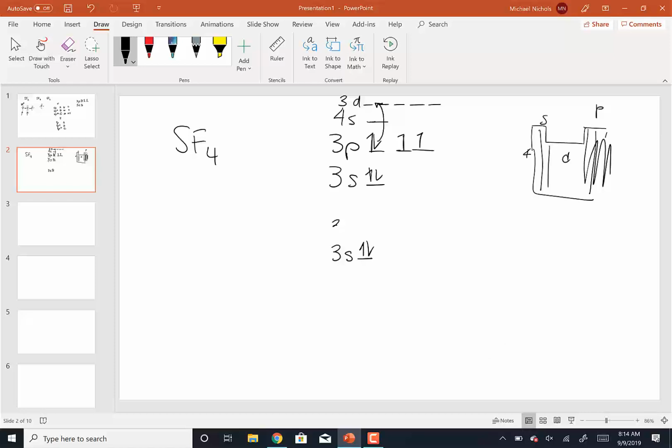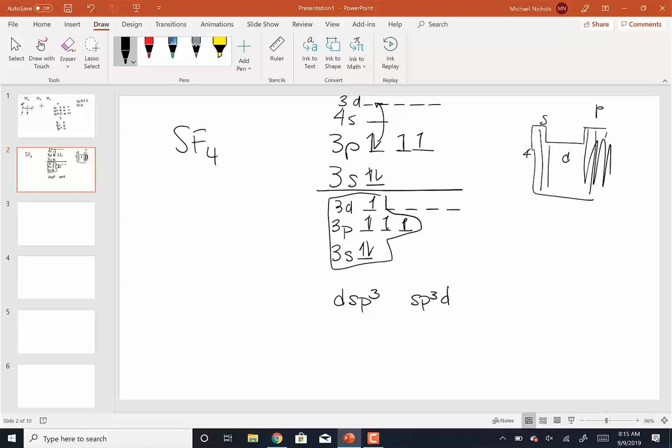So now, in my excited state configuration, I now have a pair in the 3s. I've got 3 unpaired in the 3p, and then in the 3d, I'm going to have a single electron. So just like I did last time, I'm going to hybridize the orbitals. So I'm going to hybridize the D, the S, and the P's. So I'm going to get now a dsp3, or it can also be called an sp3d.